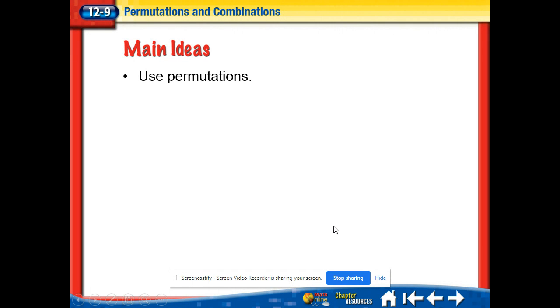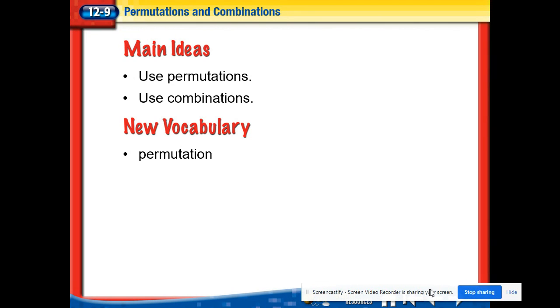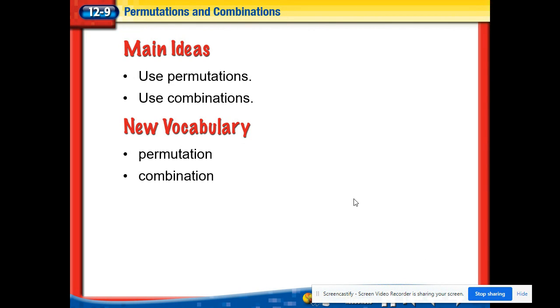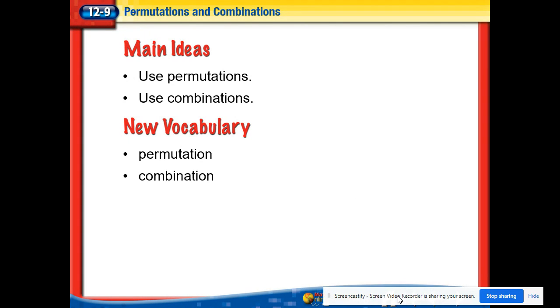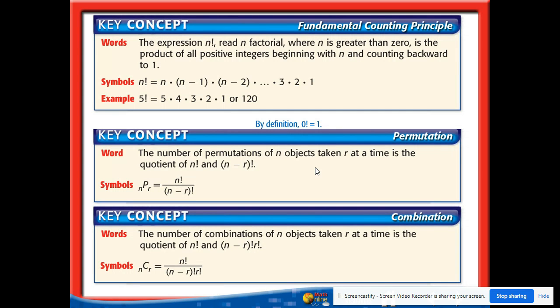Today we're going to be talking about permutations and combinations. So we need to know what a permutation and a combination is. On the next slide we'll go over those. But before we do that, we have to talk about what factorial is. It says fundamental counting principle. That's incorrect. That should say factorial.